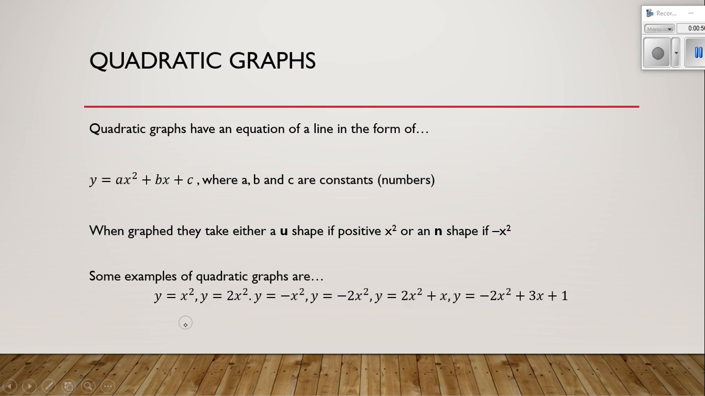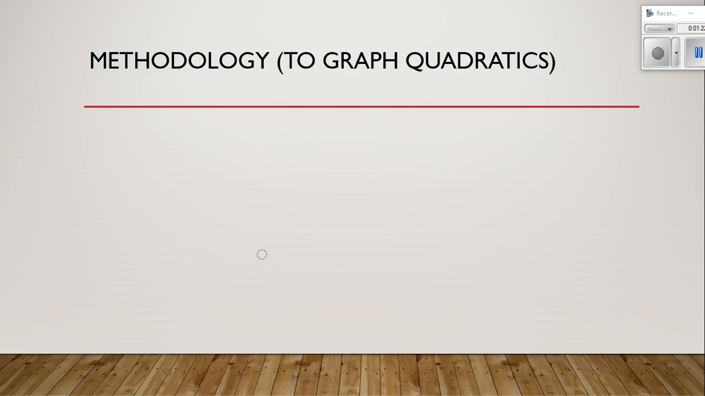And so we have examples of some quadratic graphs. Like I said, the easiest one is y equals x squared. And we have 2x squared, negative x squared, negative 2x squared, 2x squared plus x, negative 2x squared plus 3x plus 1, as kind of showing where we can go with all this. We have all these numbers, right? And we're not going to do plotting from the equation of a line because that's more advanced. We're going to start off just how we always start off, with plotting.